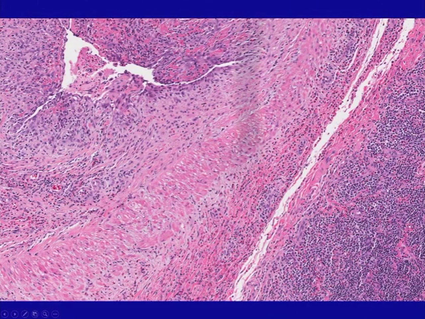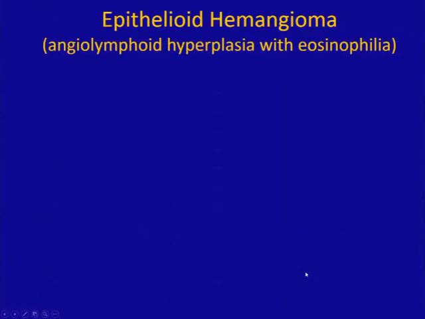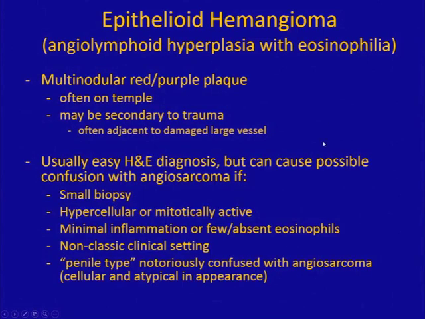Here's the kind of proliferation within the vessel, and then extending outside the vessel here. So this is the term that I like to use, epithelioid hemangioma. In dermatopathology, we often call it ALHE, for angiolymphoid hyperplasia with eosinophilia. And we talked about all of this already, but you can review it again later.